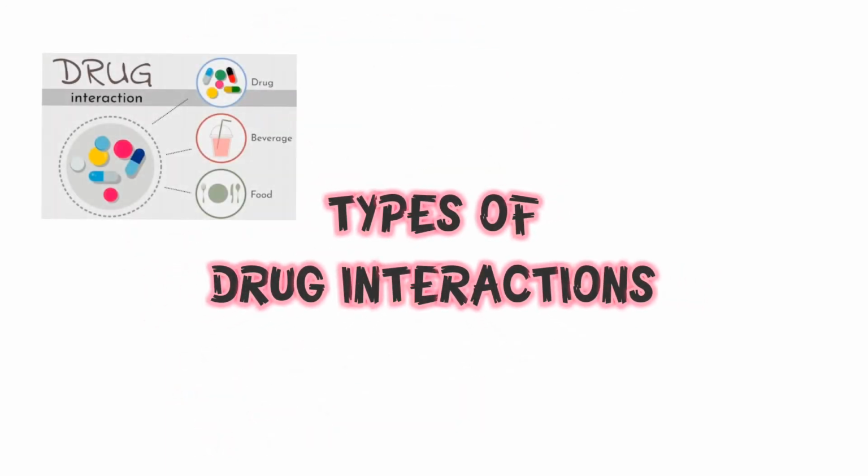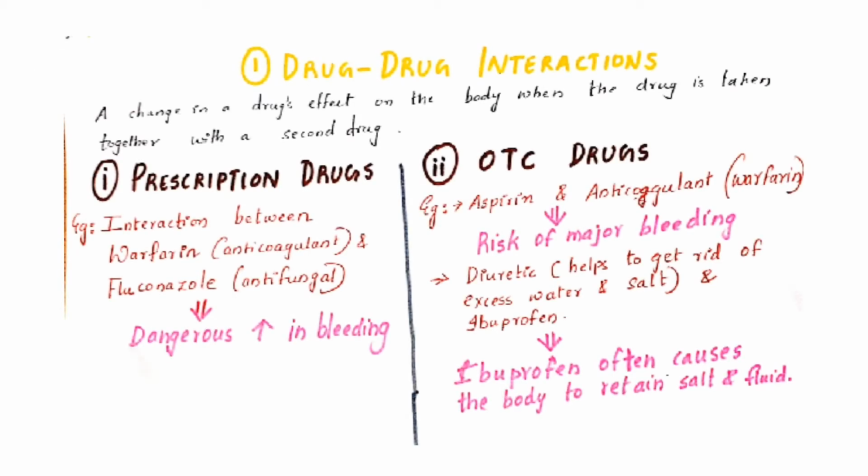The types of drug interactions. First one, the drug-drug interactions. It is a change in a drug's effect on the body when the drug is taken together with a second drug. When two drugs are given simultaneously, one drug may cause modifications to the effect of the other drug. This type of interaction can be seen in prescription drugs as well as over-the-counter products, OTC drugs. In the case of prescription drugs, a drug interaction may be used to produce an intended therapeutic response. Sometimes it can be harmful.